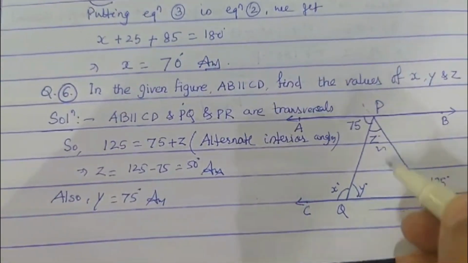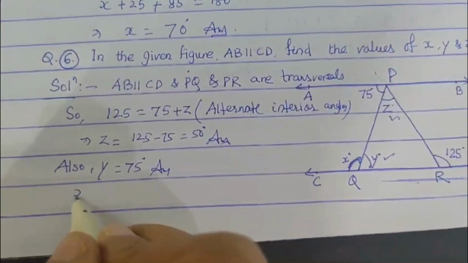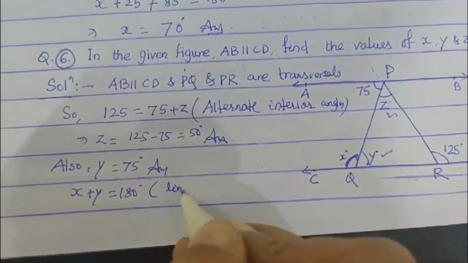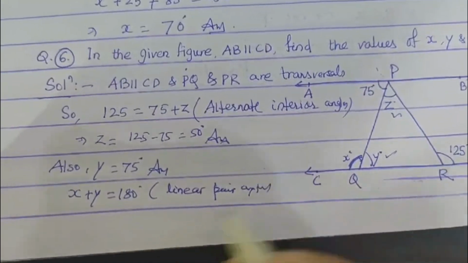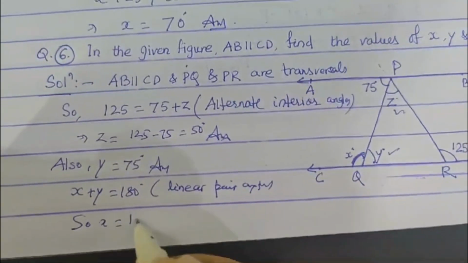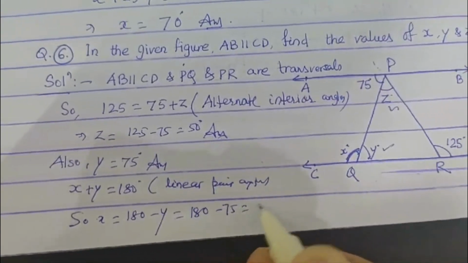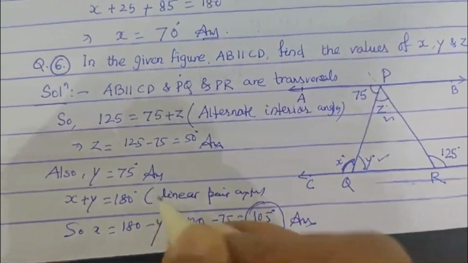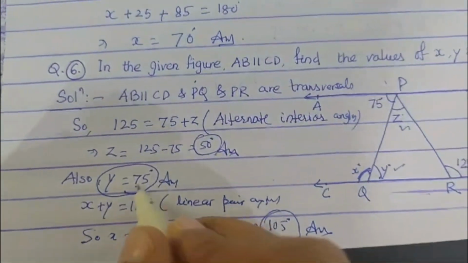Now we have got z, we have got y. x we can easily find out: x plus y equals 180 degrees. This is a linear pair. So x is equal to 180 minus y, that is equal to 180 minus 75, that is equal to 105 degrees. So x equals 105 degrees, y equals 75 degrees and z equals 50 degrees. 105, 75 and 50.